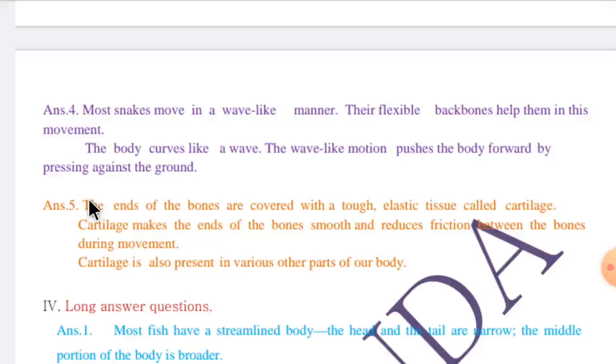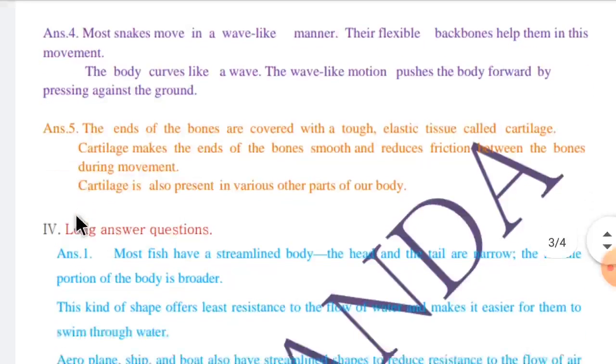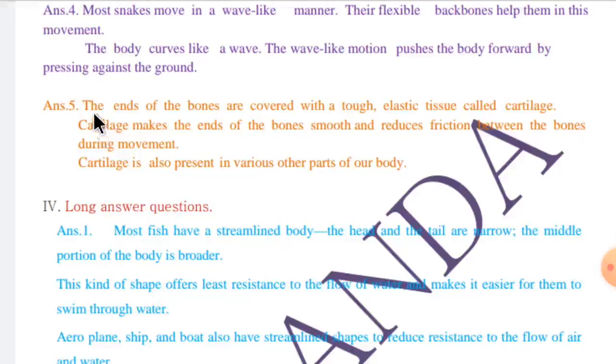Fifth one is what is cartilage? How does it help the bones? So the answer is: the ends of the bones are covered with a tough elastic tissue that is called cartilage. And how does it help bones? Cartilage makes the end of the bones smooth and reduces friction between the bones during movement. Cartilage is also present in various other parts of the body.